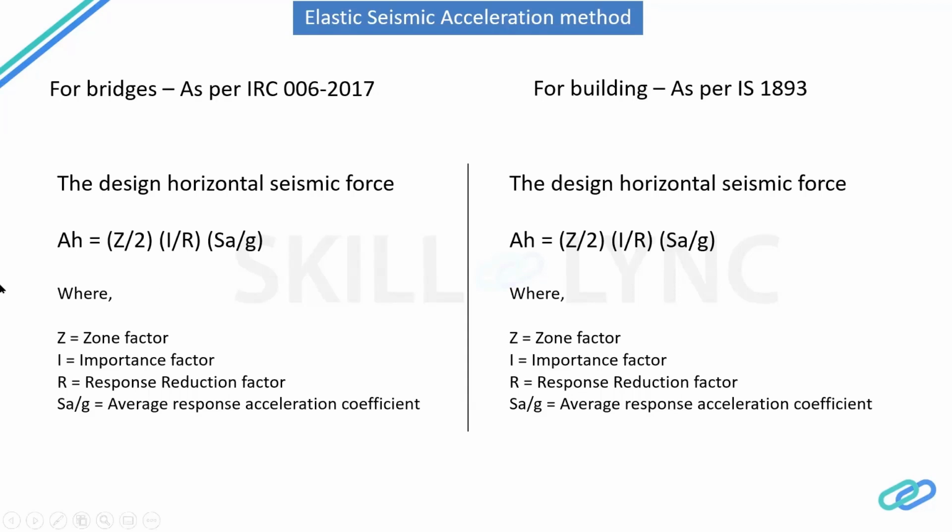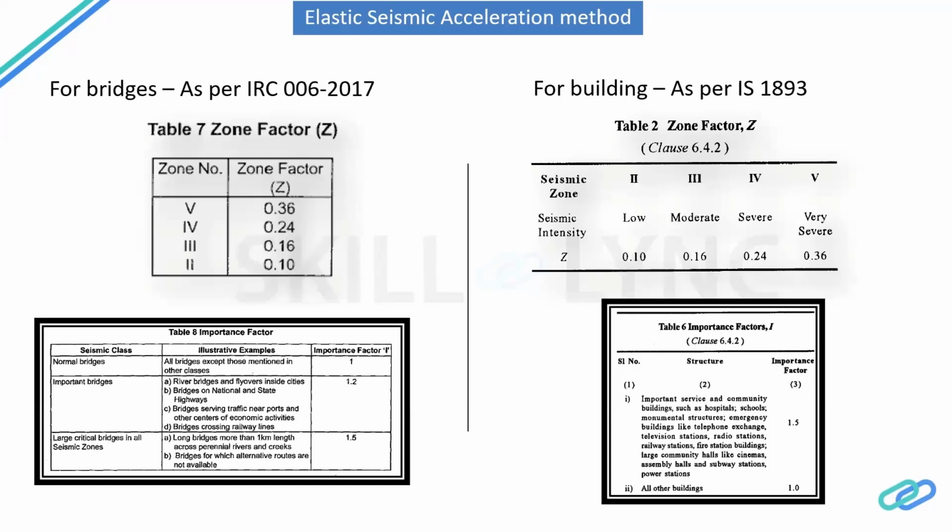What are the formulas I have given? I am sharing them here. For the design horizontal seismic force, the formula suggested by both codes is the same: the seismic coefficient is Z by 2, the zone factor, times I by R, where I is the importance factor, R is the response reduction factor, and Sa by g is the average response acceleration coefficient. Both codes show the same. This is the major formula where we can compute the seismic coefficient for a particular region, because different zones have different zone factors. The Z value is taken from these two tables. Both tables are the same because the zone factor for a particular region in India is the same.